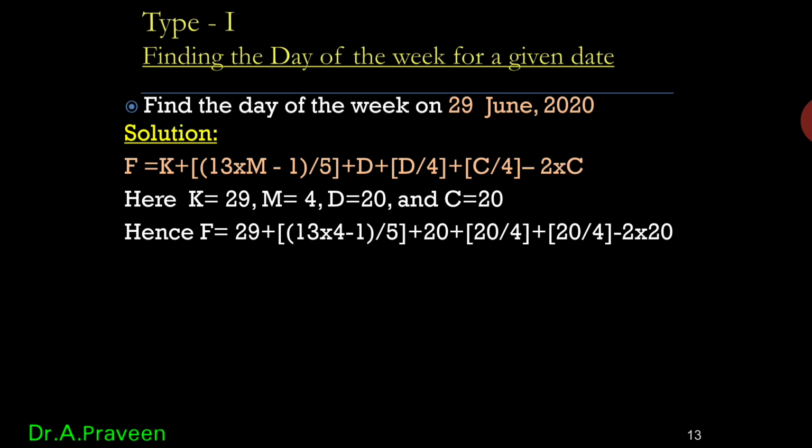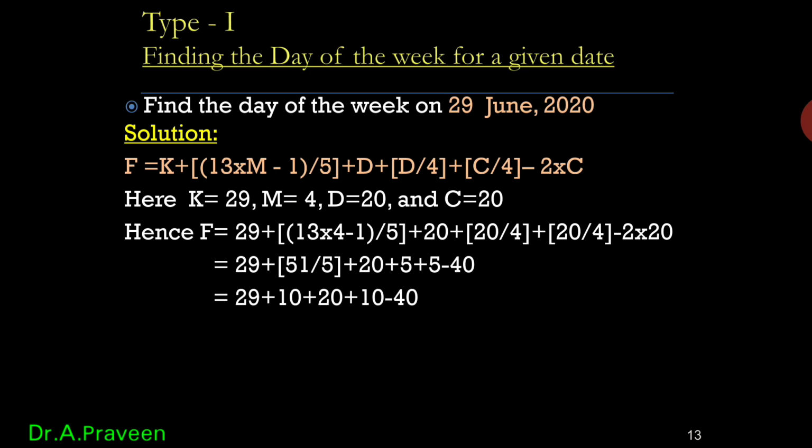F equals 29 plus 13 into 4 divided by 5 plus 20 plus 20 by 4 plus 20 by 4 minus 2 into 20. That equals 29 plus, we apply the BODMAS rule. So first we calculate 13 into 4, that is 52. 52 minus 1 is 51 divided by 5 plus 20 plus 20 by 4 is 5 plus 20 by 4 is again 5 minus 2 into 20 is 40.